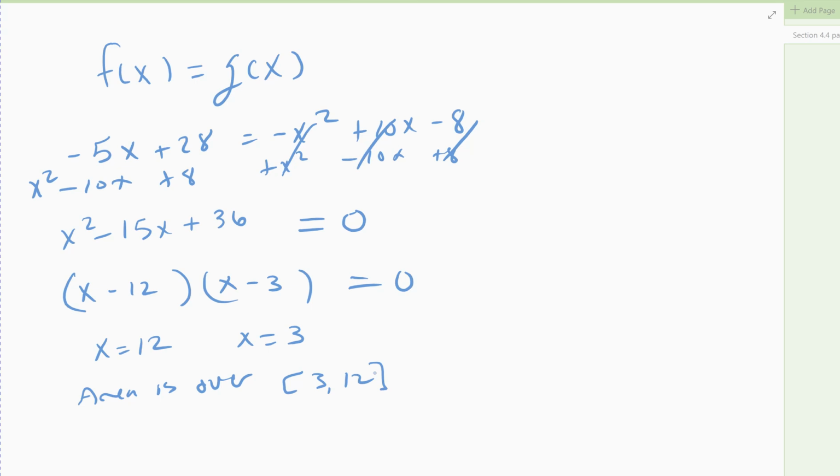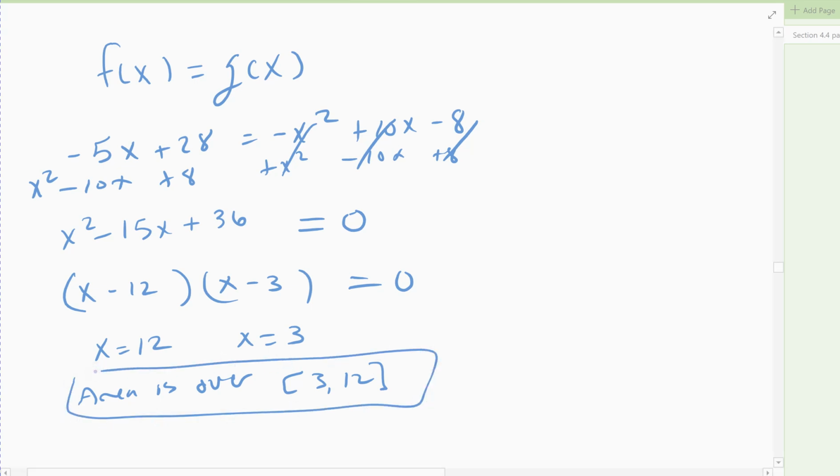And you could graph it and find the points of intersection, which, like I said, I'll do in the second example. All right, I know the area is over that, so that's where I'm going to integrate. I'm going to integrate between 3 and 12. Now, the next step is I have to figure out, well, which function's bigger, right? Which is the bigger function.